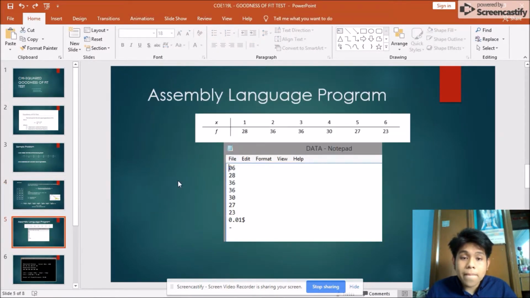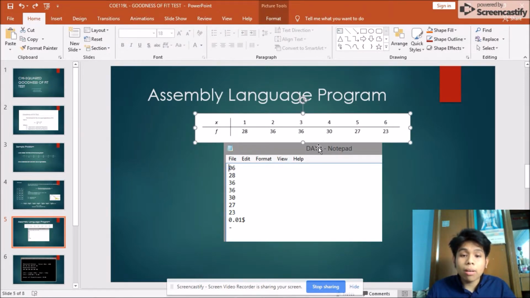So for our assembly language program, we have simulated the given problem that we just solved manually. This is the given. Our program accepts the values through Notepad, so we just need to put the values in here. Then the program will read it from the text file. For this, 06 is the value k, or the number of entries. Then the observed frequencies are entered per line.